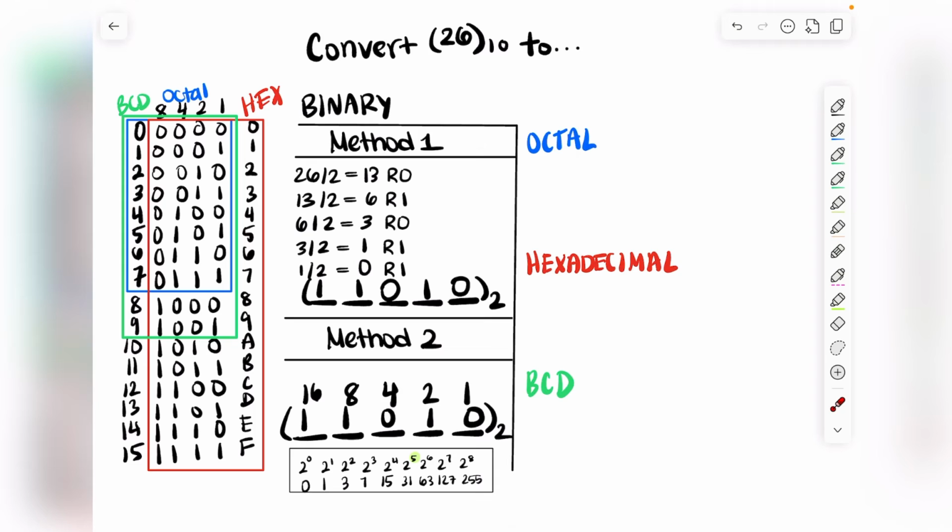Moving on, what you should do is train your brain so that anytime you see octal or hexadecimal, you think, I need to convert whatever they want me to convert from to binary.